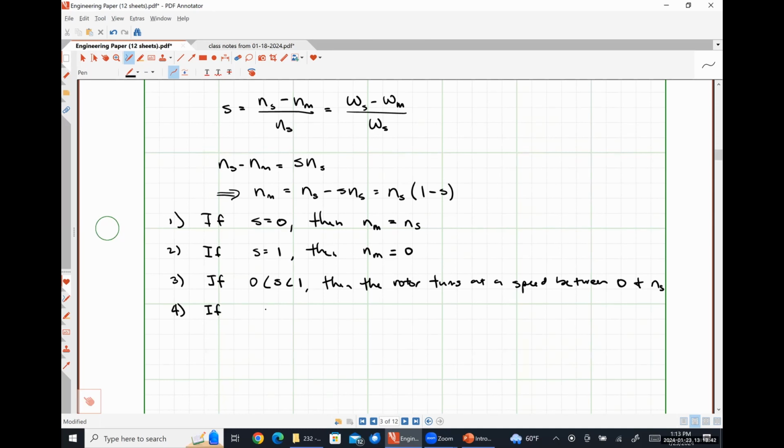If our slip is greater than 1, that means that Nm is less than 0. What do you guys think that means? Our mechanical speed is less than 0. Exactly right. It's moving in the wrong direction. So if our stator field is moving counterclockwise, that means our mechanical speed would have to be clockwise. What could cause something like that to happen? We would have to apply some sort of external force on our rotor to make that happen. So effectively, we are physically braking the system. We are causing the rotor to slow down effectively by doing that.